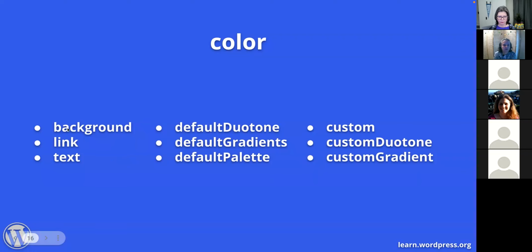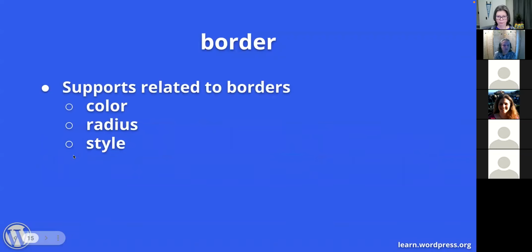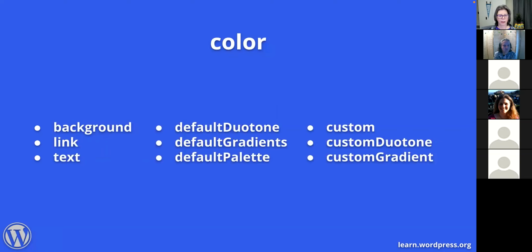So let's move on. We talked about these three color options: background, link, and text. They're all pretty straightforward. Okay, background, link, and text. Now let's look at default, duotone, gradients, and palette. WordPress is bringing some default values in just to give you a starting point.